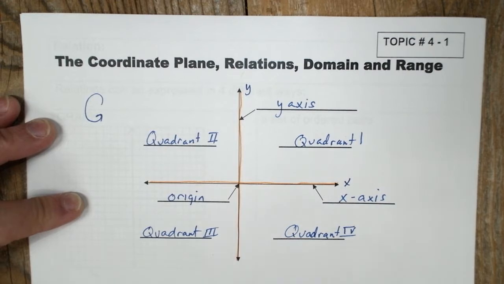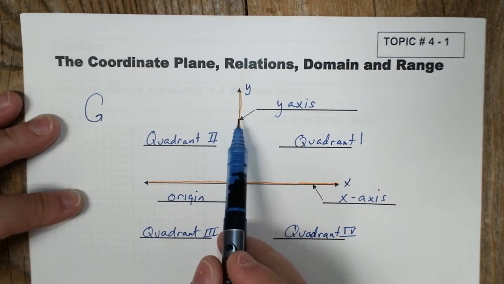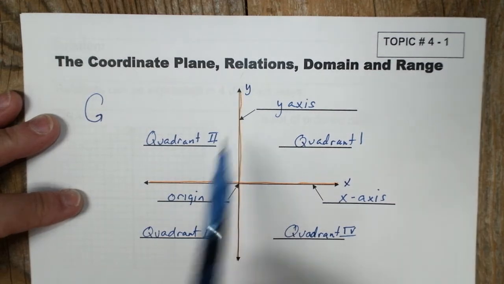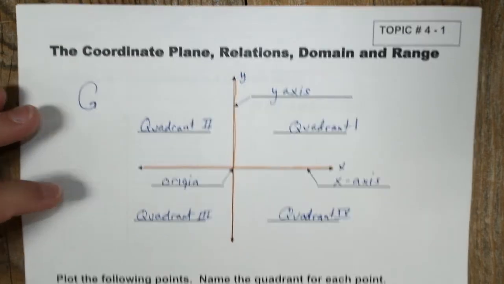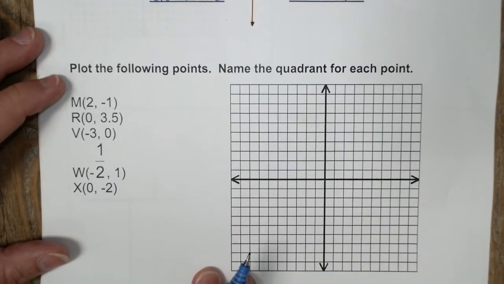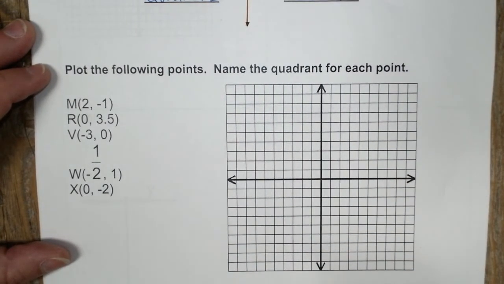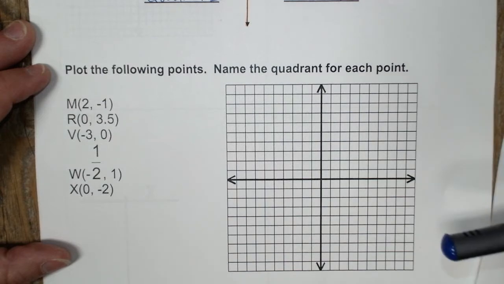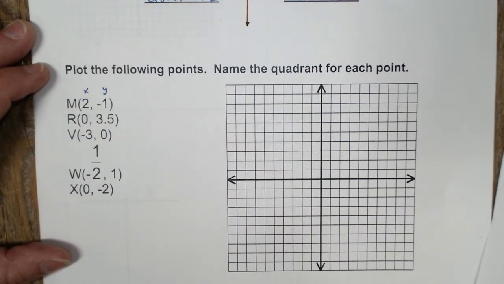You will be required to plot points and also to be able to tell which quadrant that point lies in. If it lies on the y-axis, then your answer is y-axis. If it lies on the x-axis, then it would be x-axis. Reviewing, plot the following points and name the quadrant for each point. So remember that these are your x's and these are your y's.